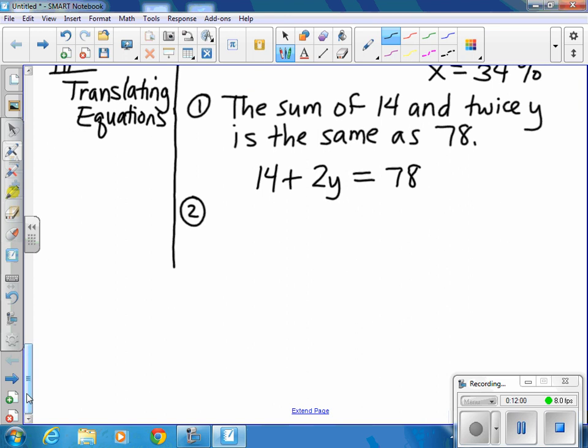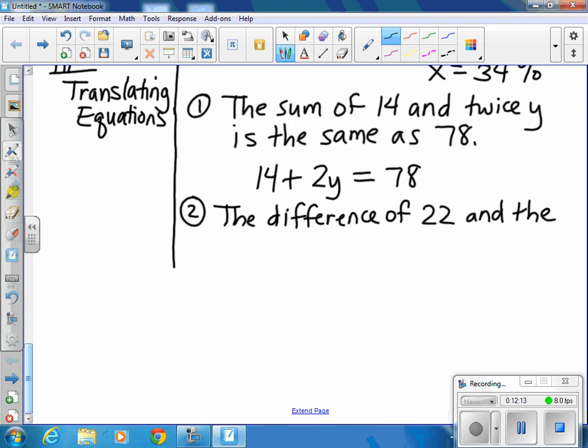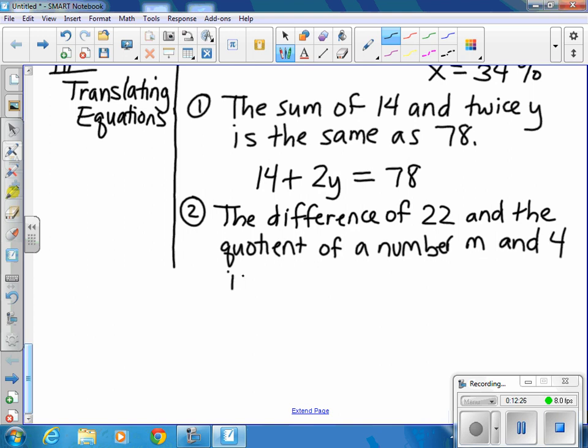All right, and then the second and last one that we will deal with: the difference of 22 and the quotient of a number m and 4 is 54. Okay, so take this in smaller chunks so that you can get this right.